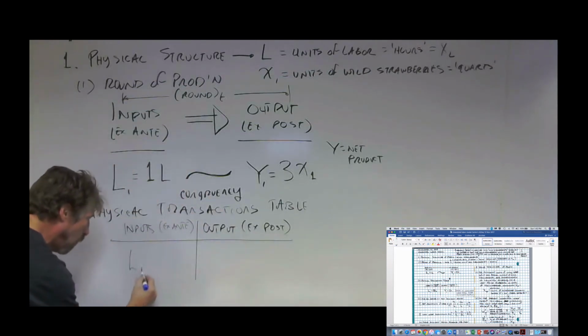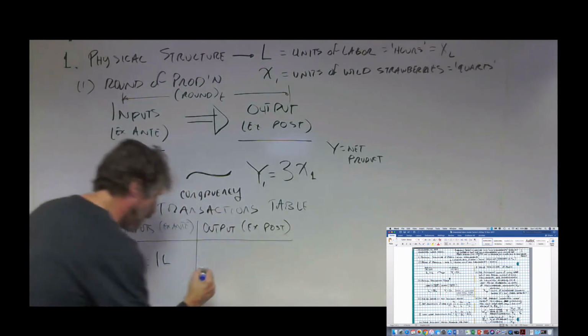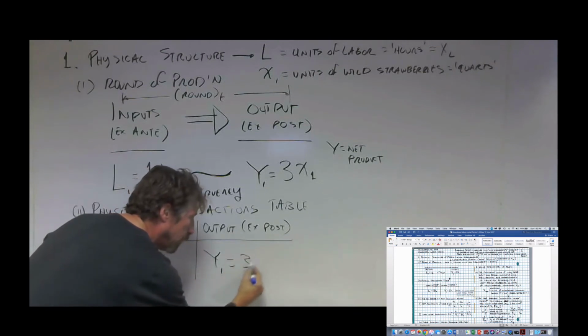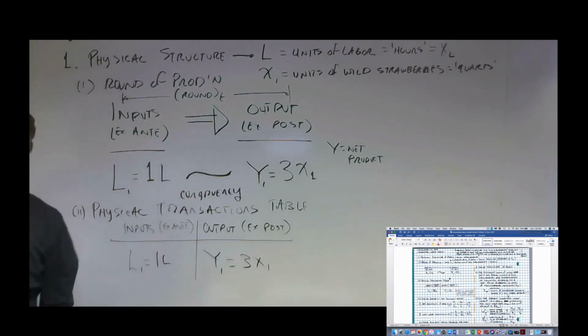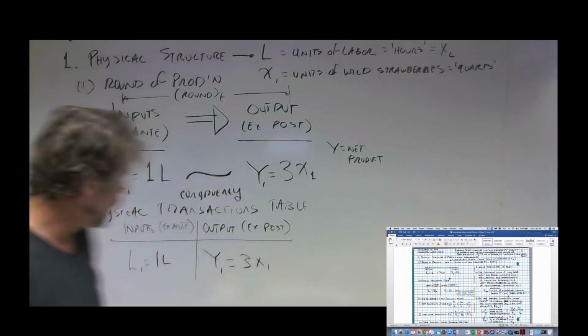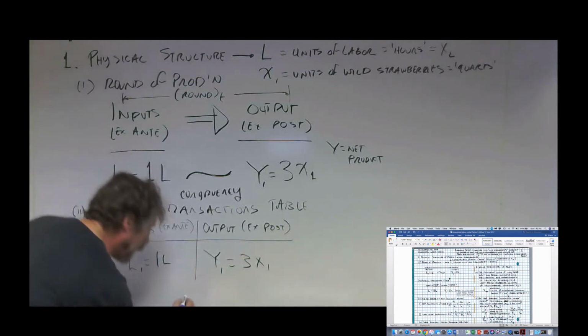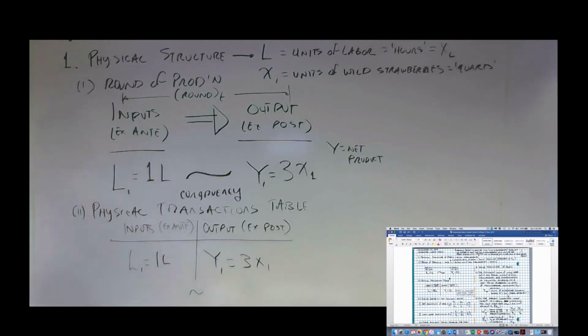L1 is equal to 1 unit of labor. Y1 is equal to 3 units of wild strawberries. That's going to be the relationship there. And of course, we're going to see that there's going to be a congruency between them.